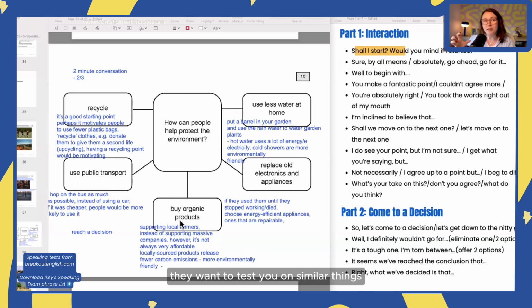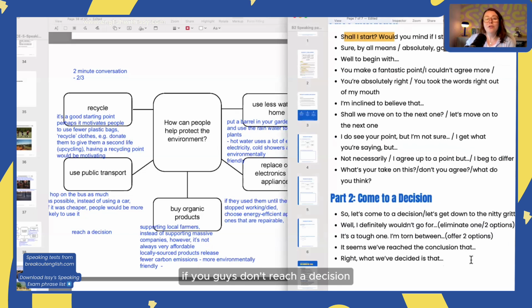Okay? They want to test you on similar things, on your ability to express your ideas, your ability to interact with someone else, but they also want to see if you're able to negotiate. So how you can handle reaching a decision with another person. Okay? I want to make it clear that if you guys don't reach a decision, it's not going to affect your marks. You can't force somebody in the exam to agree with you. You can't force somebody in real life to agree with you. So you can do the best you can to try and reach a decision together. But if you guys have different opinions, that's absolutely fine.